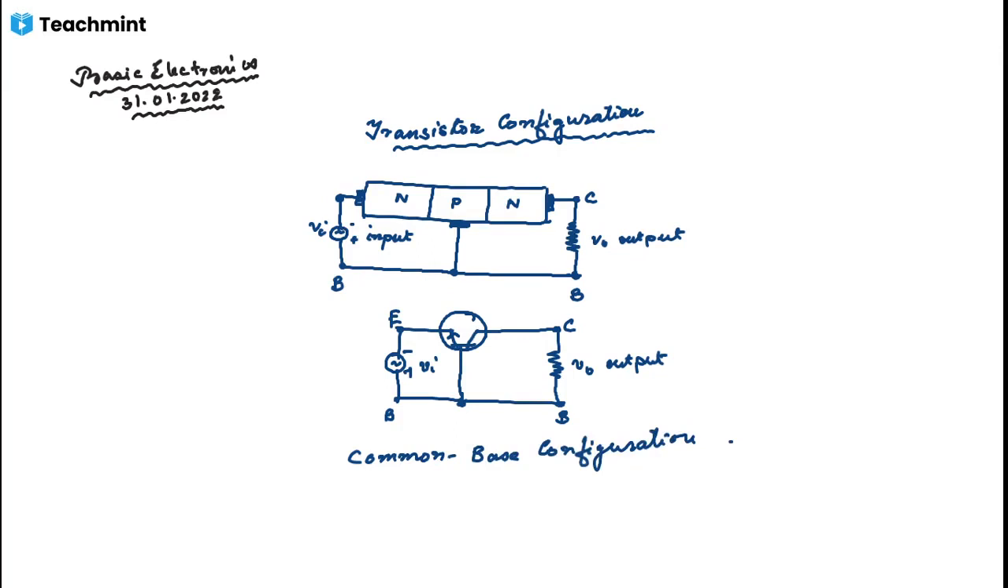In common base configuration, the base of the transistor is made common. The input is applied between the emitter and base, and the output is taken from collector and base. That is the common base. So this is number one.